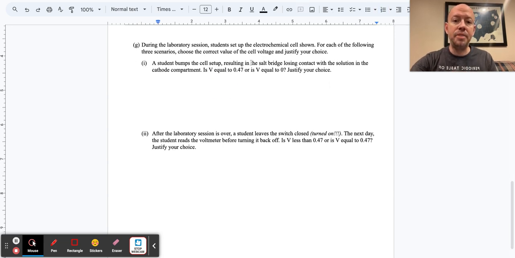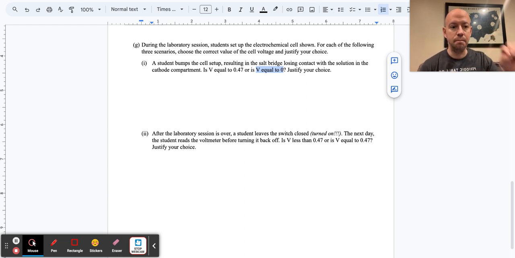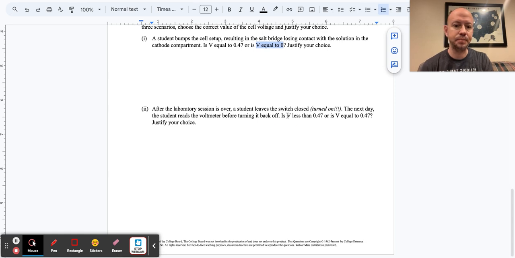Right here, we bump that and we move the salt bridge out. It takes our voltage to 0. If we don't have a salt bridge, we don't have a circuit. So if we disconnect a wire, we don't have voltage. If we disconnect our salt bridge, we don't have voltage because charge can no longer flow. That was 1 point. It didn't have to be super, super specific, but it had to be no voltage because we were no longer connected.